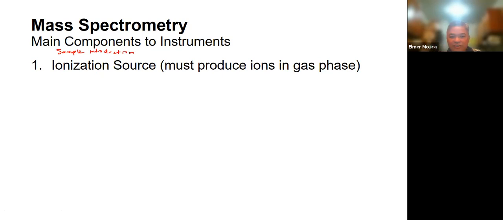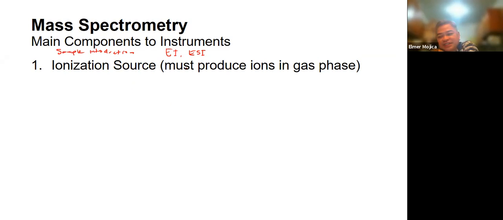Marami akong slide about the main components dito. So when we're talking about the ionization source, it's one that must produce ions in the gas space. Okay? And next meeting, we will be going to talk about this so-called ion source. Okay? Yung tinatawag na EI, ESI. Okay? So yan yung tinatawag na ionization source.